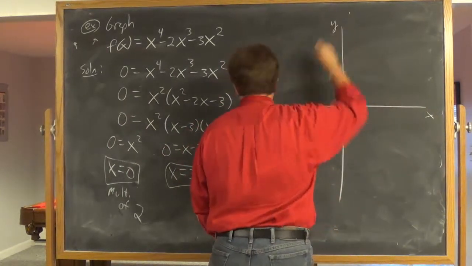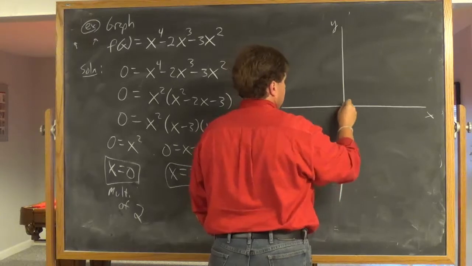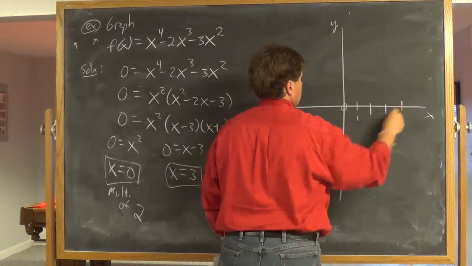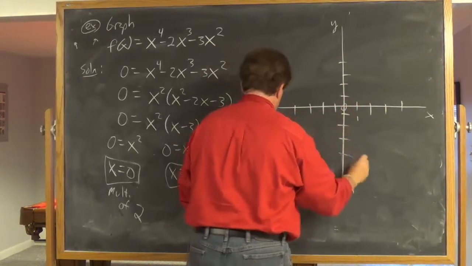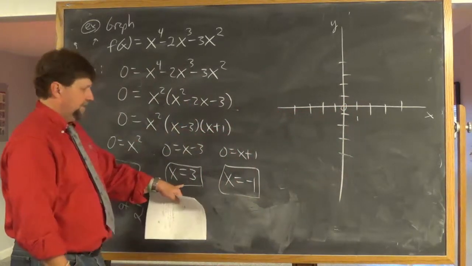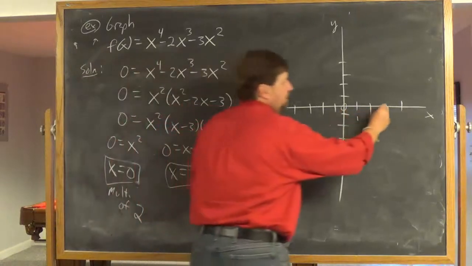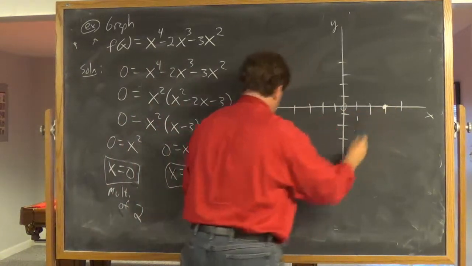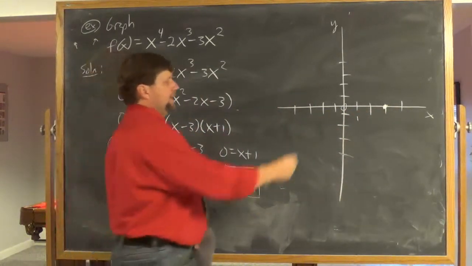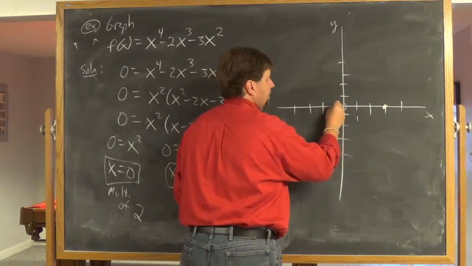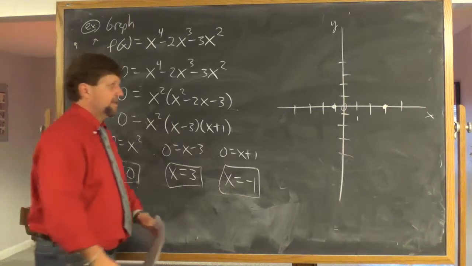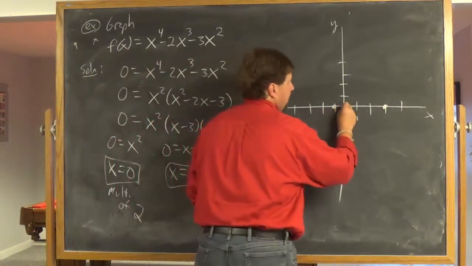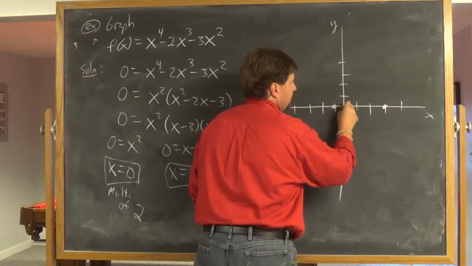So let's try to sketch a graph. So first off, I have my x-intercepts. I know x is 3 is an x-intercept, so let me plot that. I know x is negative 1 is an x-intercept, so let me plot that one. And we have x equals 0 is an x-intercept. So let me plot that. There it is. X is 0.